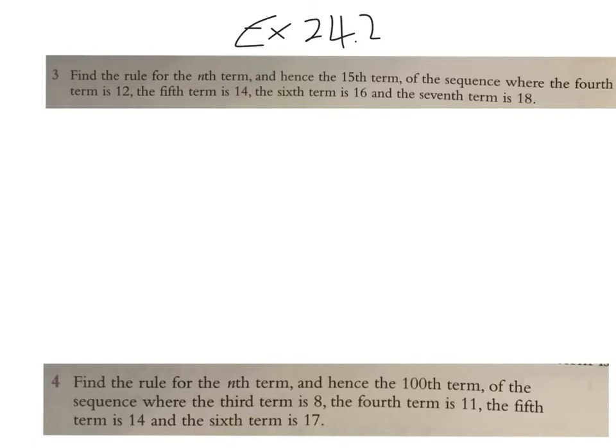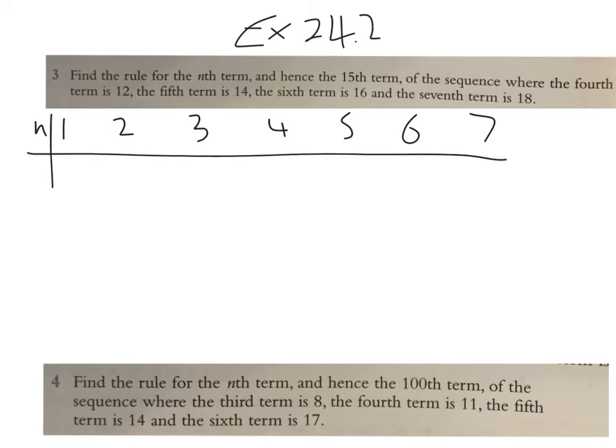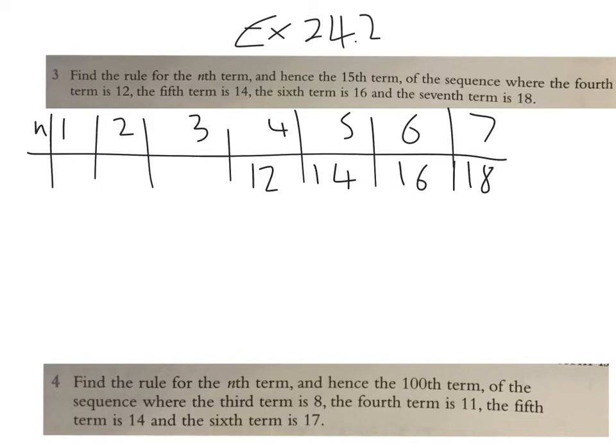So we've got first, second, third, fourth, fifth, sixth, 7th terms. N is a term number. We know that when n is 4, the 4th term is 12. The 5th term is 14, the 6th is 16, and the 7th is 18. So if we work it back, you can see that's going up in 2's. So the 3rd term would be 10, the 2nd would be 8, and the 1st would be 6.